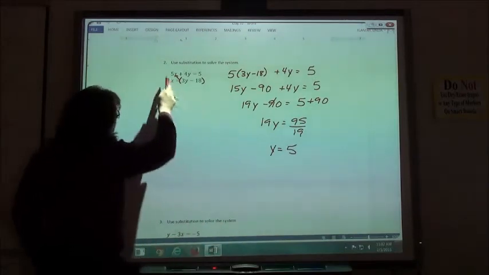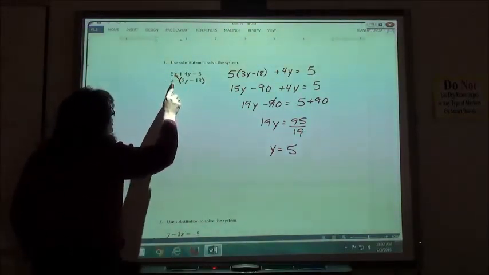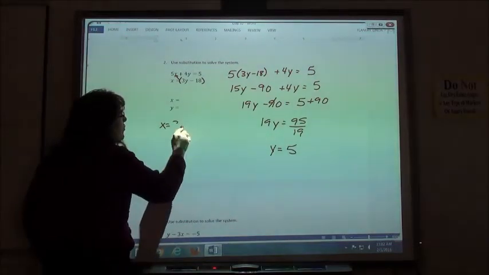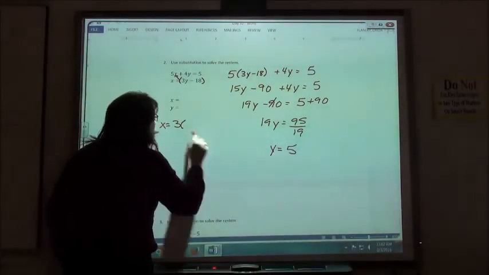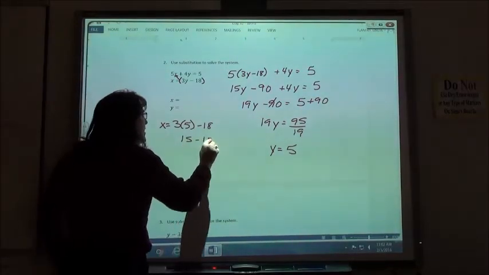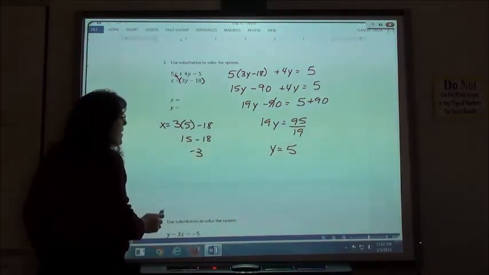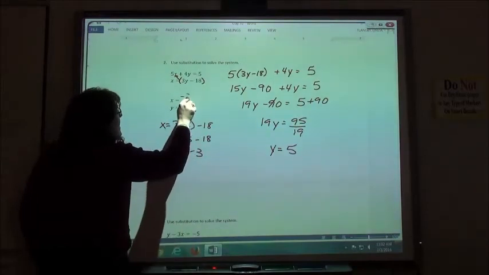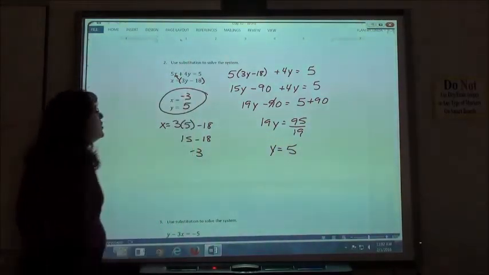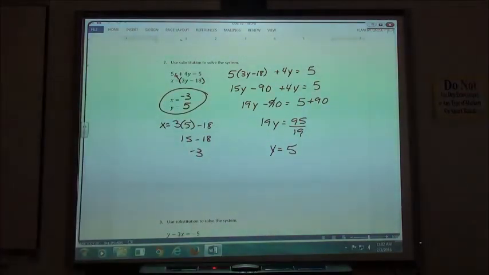Again, I want to find my x. I could use either equation, but my bottom equation is already solved for x. X is equal to 3 times the y value, which is 5, minus 18. 15 minus 18 is negative 3. So my x value is negative 3, my y value is 5. That should be the solution to my system of equations.